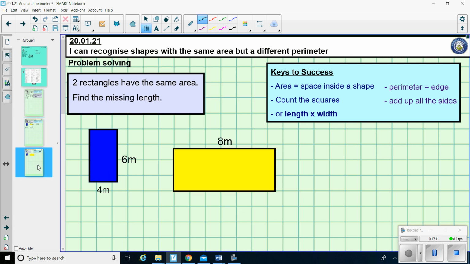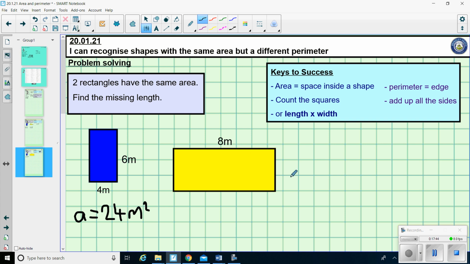Okay, final question that we're going to have a look at today, then year 6. Again, it says we've got 2 rectangles that have the same area. It says find the missing length. So again, the key here is to work out what the area of the rectangle is that they've given us the length for. So the blue rectangle, they've said the length is 6 and the width is 4. So let's find the area then. 6 times 4 gives 24. So our area is 24 metres squared for this rectangle.